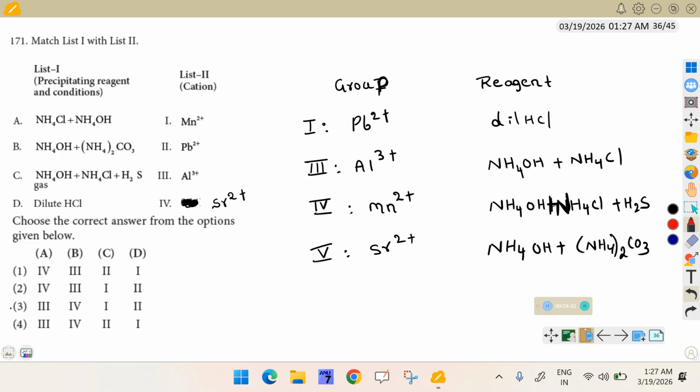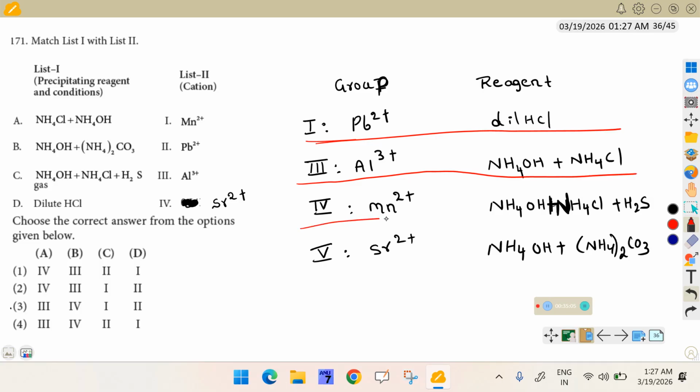Next question. This is also a matching type. Group cations are given and identify the group reagents. 1A group cation is lead, reagent is dilute HCl. 3A group cation is Al3+, reagent is NH4OH plus NH4Cl. 4A group cation is Mn2+, reagent is NH4OH plus NH4Cl plus H2S. 5A group cation is Sr2+ and its reagent is NH4OH plus (NH4)2CO3. Third option is the correct option.